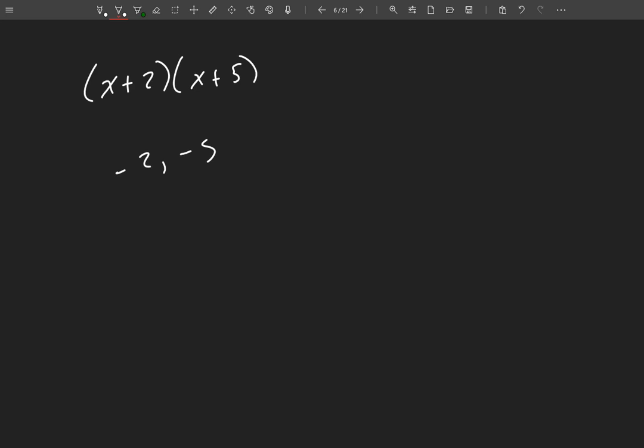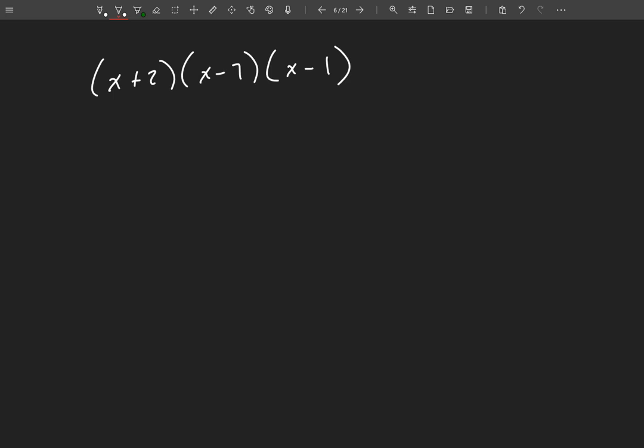But what if we had more roots? What if we had something like this? Well, it's easy enough to see when it's in this form that if you just add another factor, it's just going to give you another root. So if it's fully factored, which means all of these things are as factored as they can go, the roots here would be -2, 7, and 1. Okay, very simple.